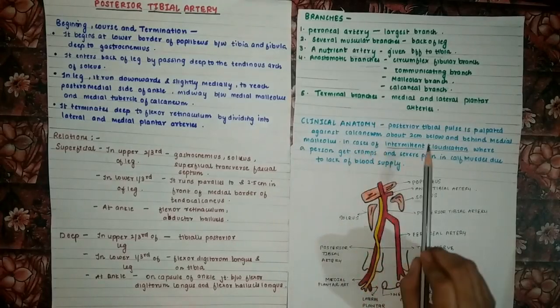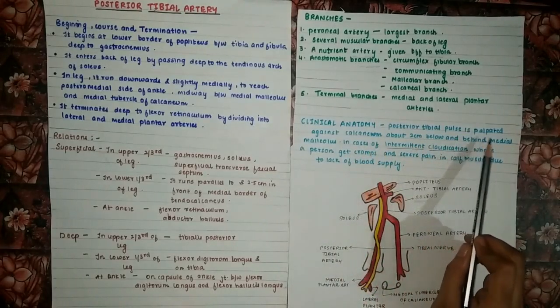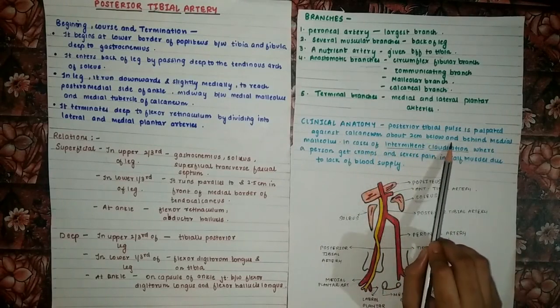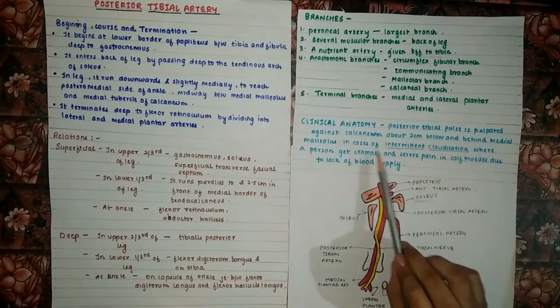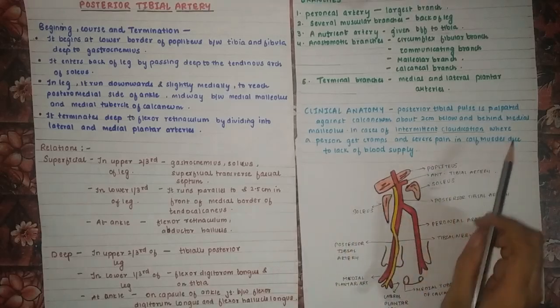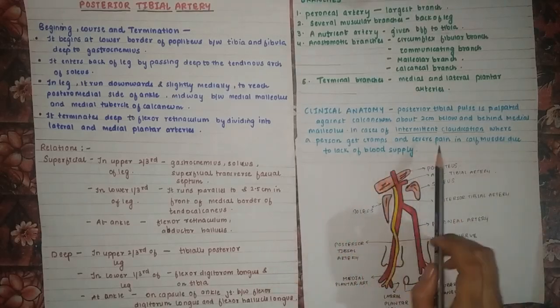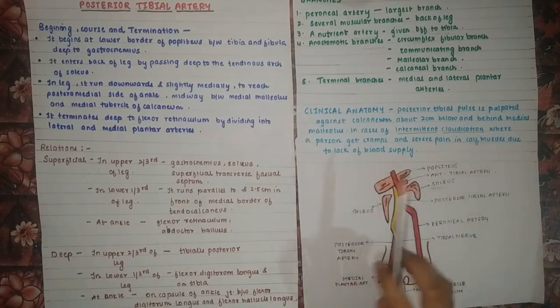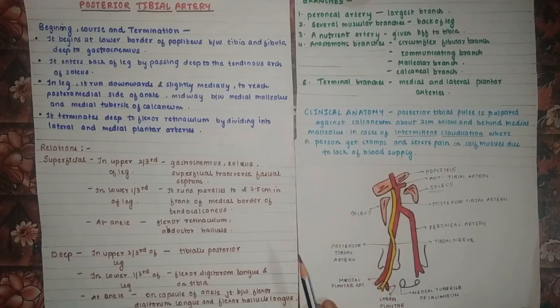Clinical anatomy: the posterior tibial pulse is palpated against the calcaneum about 2 cm below and behind the medial malleolus. In a case of intermittent claudication, a person gets cramps and severe pain in calf muscles due to lack of blood supply. So this was all about the posterior tibial artery.